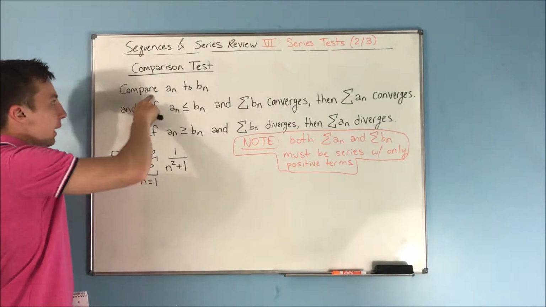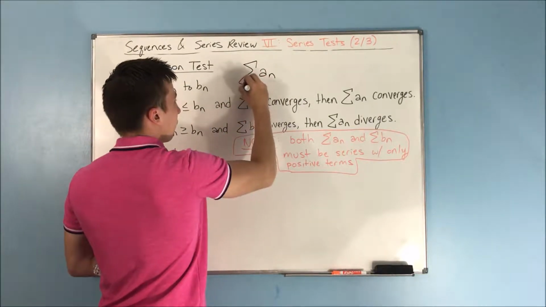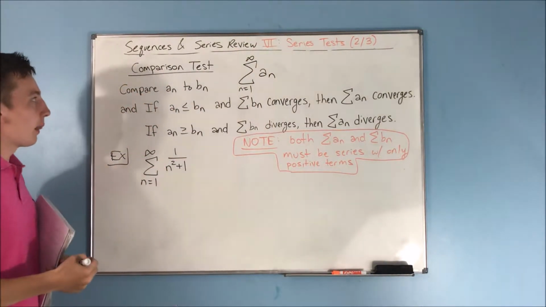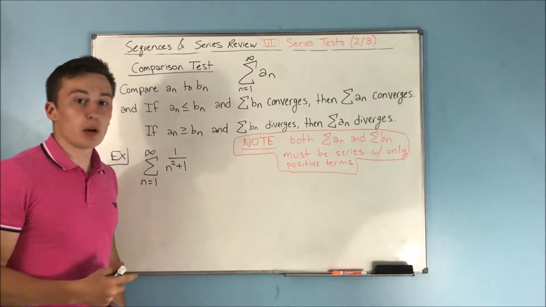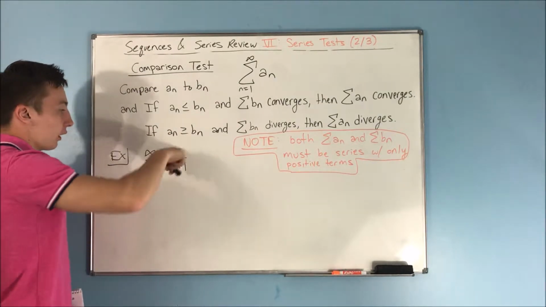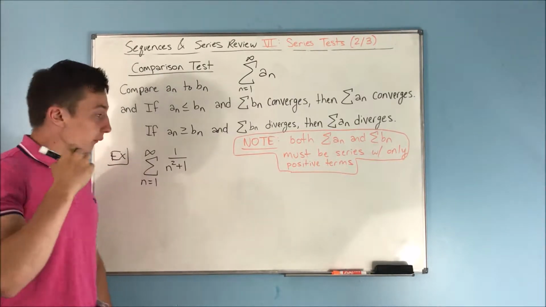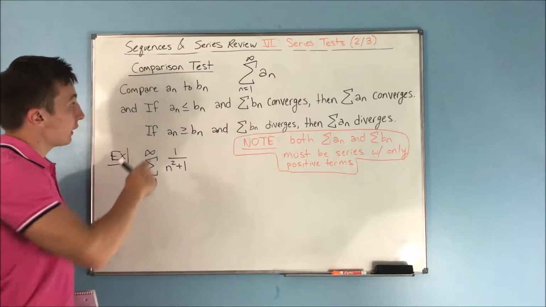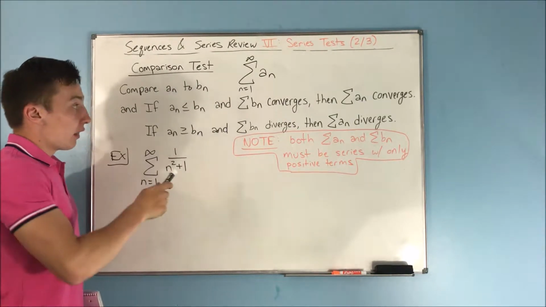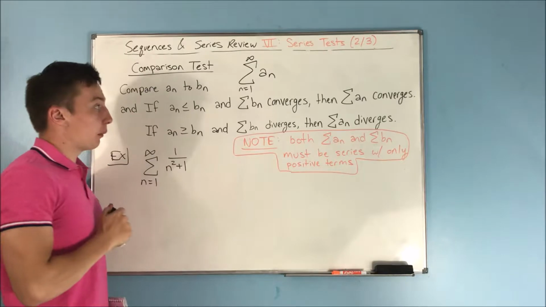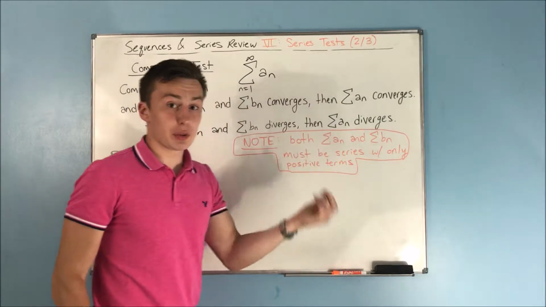Now what we want to do is compare, if we had some series, the sum from n equals 1 to infinity of a sub n, to some other b sub n. This is for something like 1 over n squared plus 1, where it's so close to being a p series, or just something that we know converges or diverges. If a sub n is less than or equal to b sub n, and the sum of b sub n converges, then the series with a sub n will converge as well.